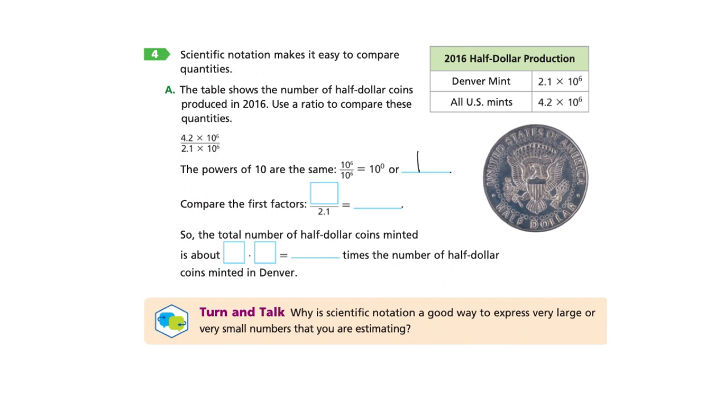So this first factor here is 4.2. And then they have that second one filled in, 2.1. So what is 4.2 divided by 2.1? It equals 2. The total number of half-dollar coins is about 2, which is this number here, times 1, which is the number that we got when we were looking at our powers of 10. So it equals about 2 times the half-dollar coins minted in Denver. So you can try the turn and talk on your own, and then we will see you in the next lesson.